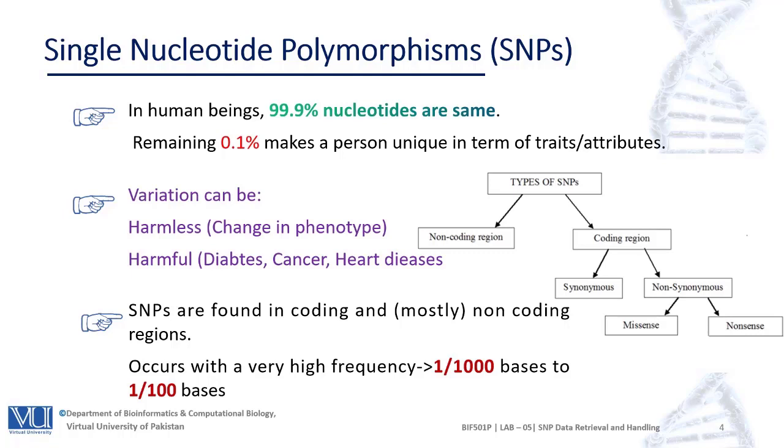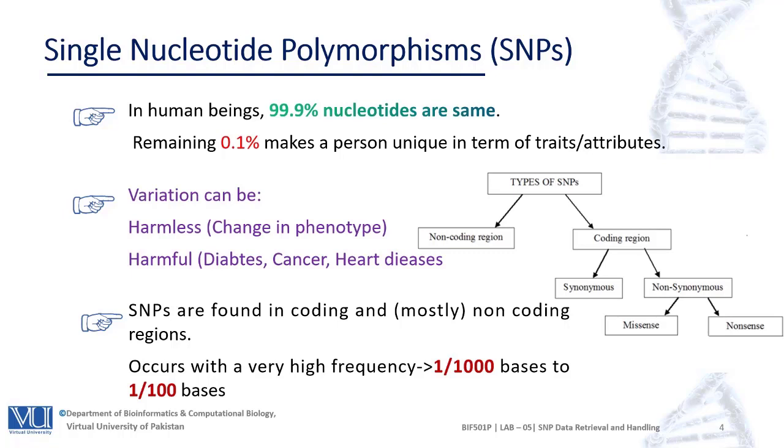Missense SNPs result in a change in a single nucleotide that leads to the substitution of one amino acid with another in the resulting protein sequence. These SNPs can potentially alter protein function or structure depending on the specific amino acid change. Nonsense SNPs introduce a premature stop codon into the coding region of a gene, resulting in the premature termination of protein synthesis. This can lead to the production of truncated and usually non-functional proteins. Some other types of coding region SNPs are transition SNPs, transversion SNPs, and frameshift SNPs.